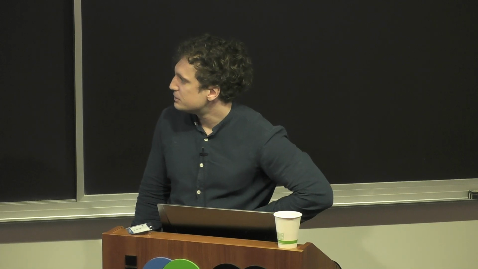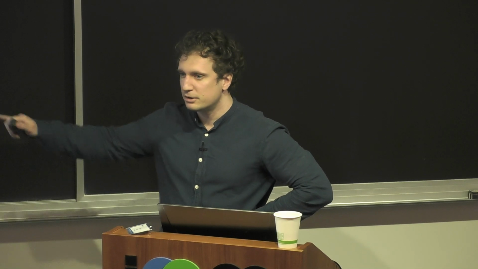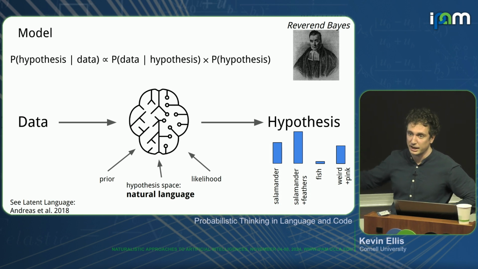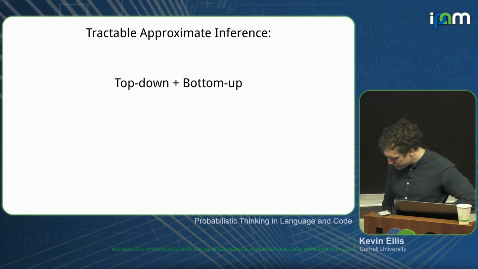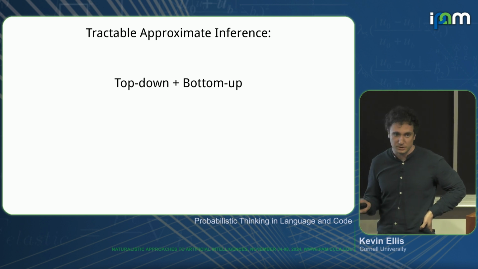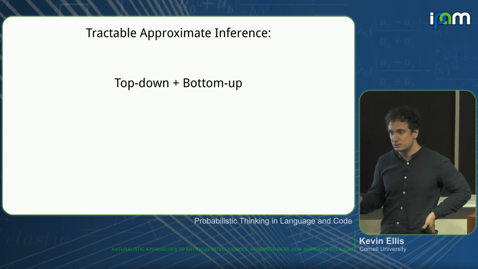So in order to do this in a Bayesian way, we're going to need a prior and a likelihood. But we also need this hypothesis space. And for now, we're just going to start with the idea that this space is language. And we're going to see how we can make that work. So the main thing that's hard about making language work as a representation is that inference is hard. There's infinitely many things you could say. It's hard to know, given the data, what the right description is of the underlying concept.